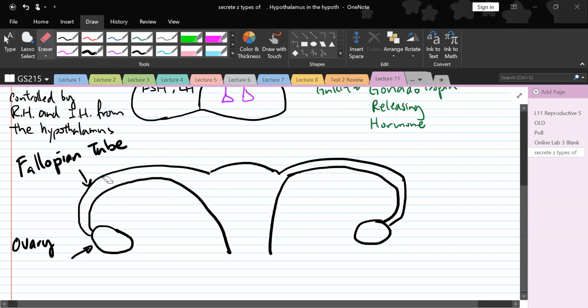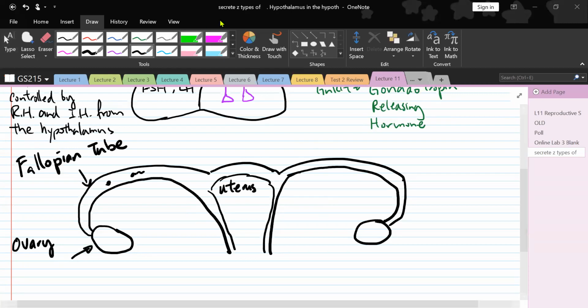Okay. So that's where the egg is going to come out, and you know, if the sperm is there, it will fertilize the egg and results in a pregnancy, right? Okay, so fertilization takes place in the fallopian tube. Okay, so then over here we have the uterus. That's where the baby will grow.